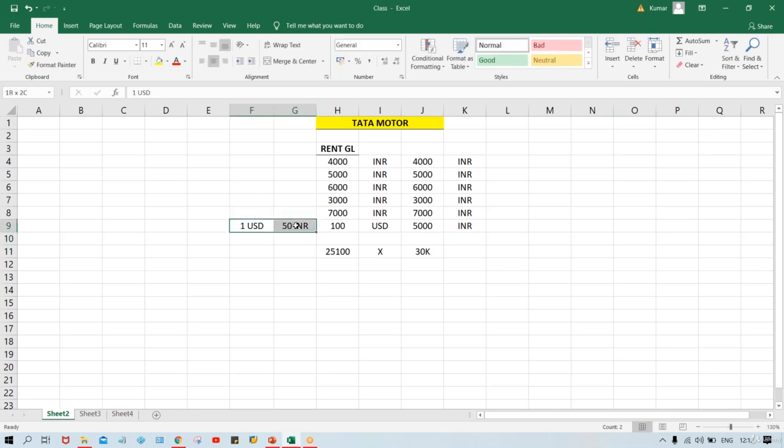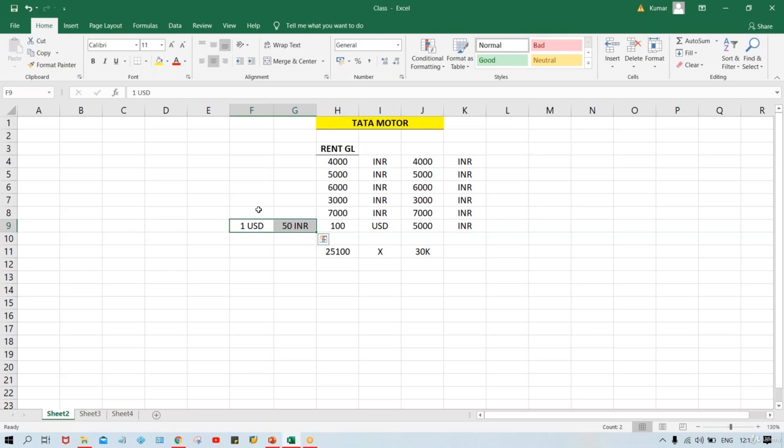So somewhere we are going to maintain this rate, then only the system is going to convert this amount, in the sense 100 USD, into this 5,000 INR. So somewhere we are going to maintain this rate, right? Of course, we have to maintain this rate, and that rate is going to be maintained in a particular table called the foreign exchange table. Okay, so now I'll tell you where to maintain these rates.